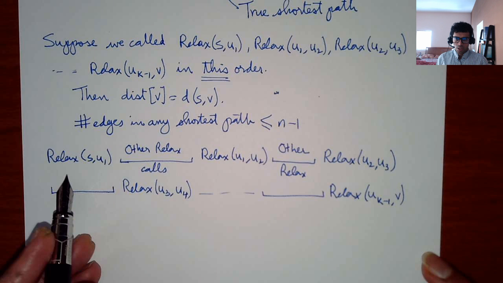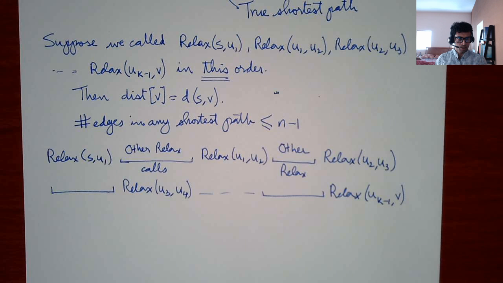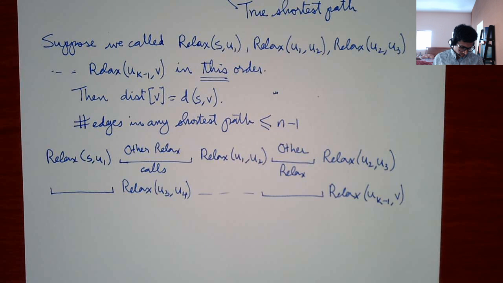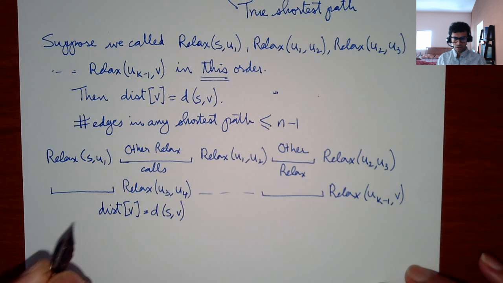Suppose we actually interspersed these relaxation calls along the path with other relax calls. It's not going to make a difference because relax is a safe method. The invariants are not going to change. So we're guaranteed that by the time we do all of these calls, dist of V is going to be d of S,V. Okay, does this argument make sense? Any questions about this argument? Because this is the key.